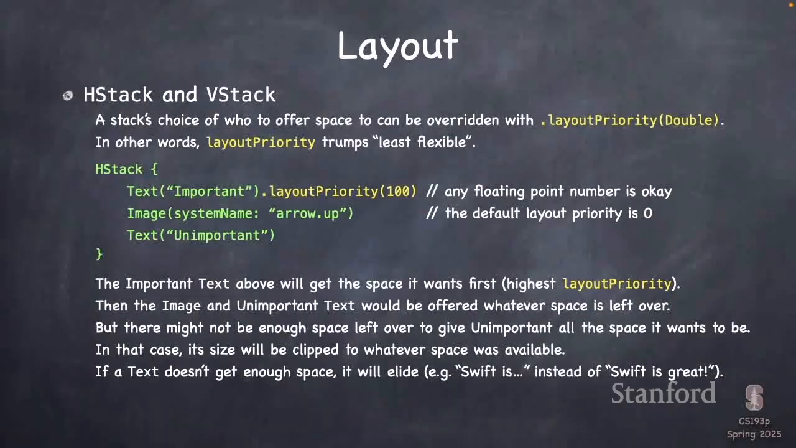instead of Swift is great. And we actually saw this in the demo. We tried to put our guest button, remember, in the UI, and we tried to make it 80-point font, and it just put ... because it couldn't fit that in there. Layout priority can just override this whole thing of who gets offered things first. And the layout priority can be positive or negative. So negative things are very low priority, and positive things are very high priority, and 0 is equal priority.